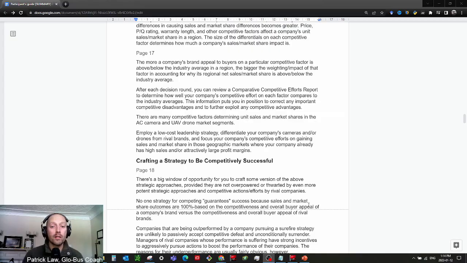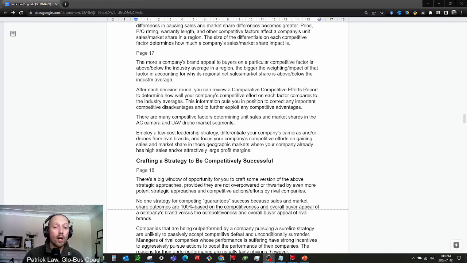After each decision round, you can review a comparative competitive efforts report to determine how well your company's competitive efforts on each factor compare to the industry averages. This information puts you in a position to correct any important competitive disadvantages and to further exploit any competitive advantages. There are many competitive factors determining unit sales and market shares in the AC camera and UAV drone market segments.